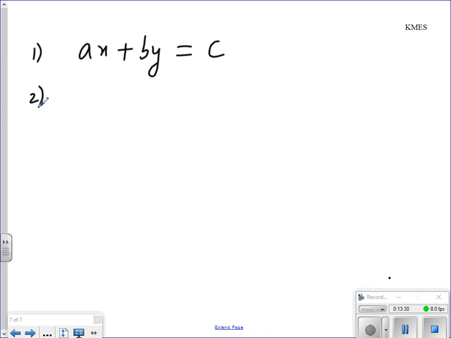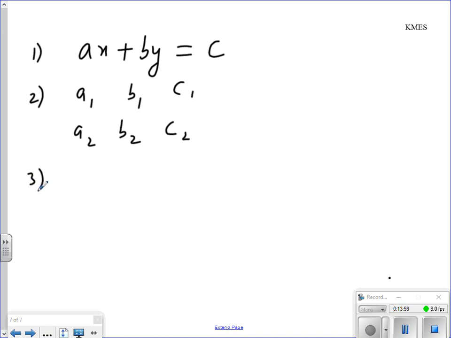Step 2. After you have written both the equations in the form ax plus by equal to c, you will find the value of a, b and c for both the equations as a1, b1, c1 for the first equation and a2, b2, c2 for the second equation. So you'll find the value of a, b and c for both the equations.